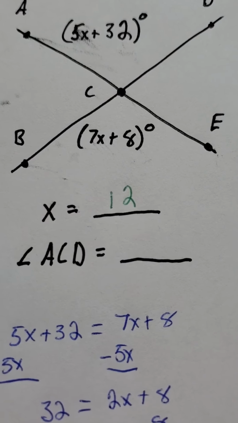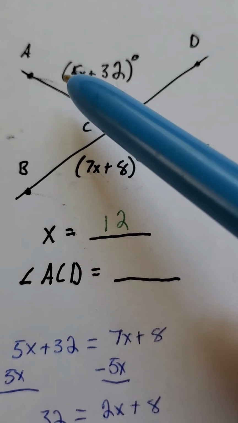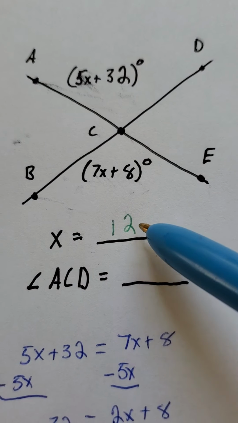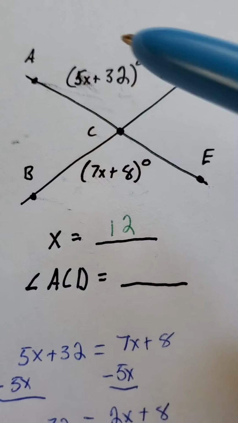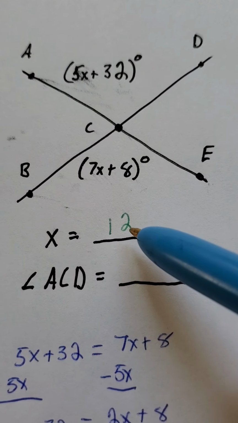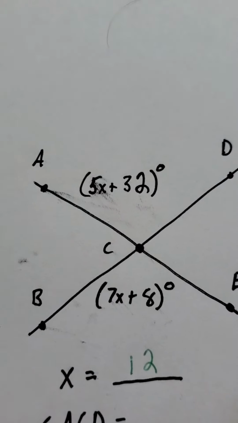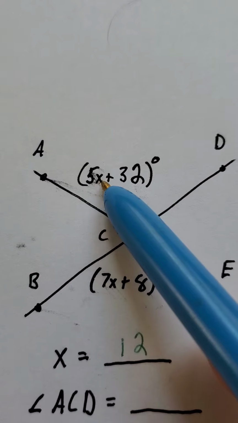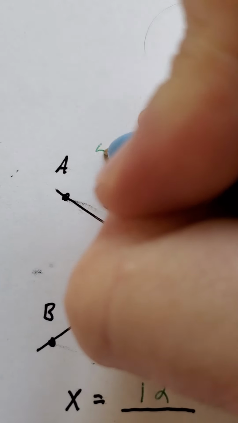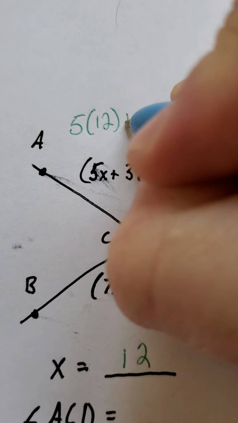Now, it did ask for another answer. It wanted to know what the measure of ACD was. So again, ACD is this top angle here. So we know what x is. Now we can use x to figure out what this angle is. So the way we do that, we're going to take our value for x that we solved and put it in for x here in this expression. So this is going to be 5 times 12 plus 32. So we're going to put 12 right in for x. So we're going to have 5 times 12 plus 32.